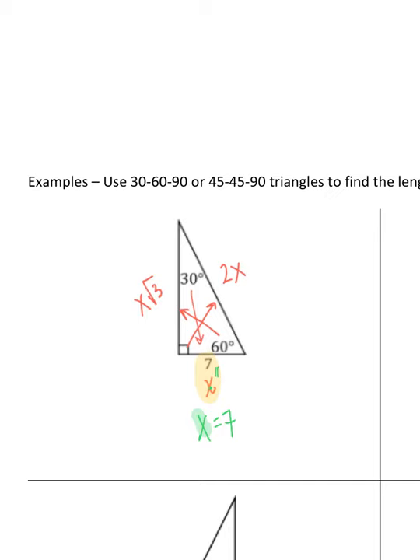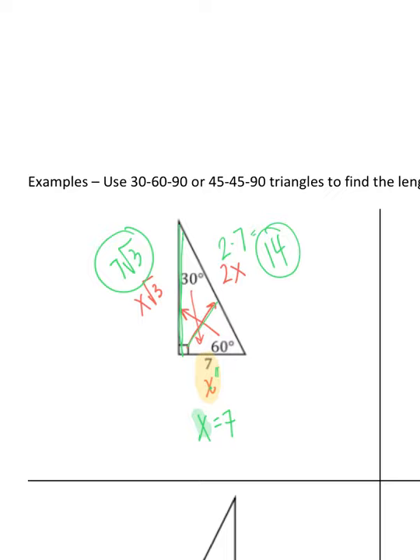Now we take that value of x and plug it in wherever we see an x. So we know that this long leg is x root 3, meaning if x is 7, this long side is 7 root 3. The hypotenuse is 2 times x. Well, if x is 7, 2 times 7 gives us a side length of 14. We have now found all the missing sides of that special right triangle. Notice how we couldn't use the Pythagorean theorem even if we wanted to because we only had one side. In the Pythagorean theorem, you need at least two.